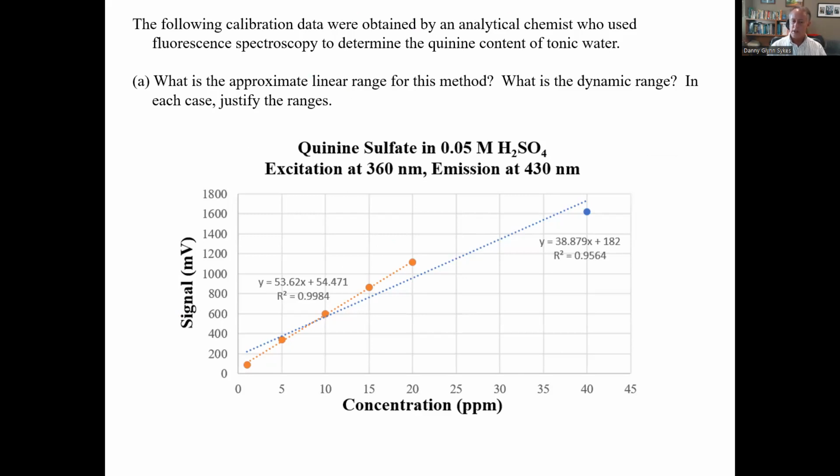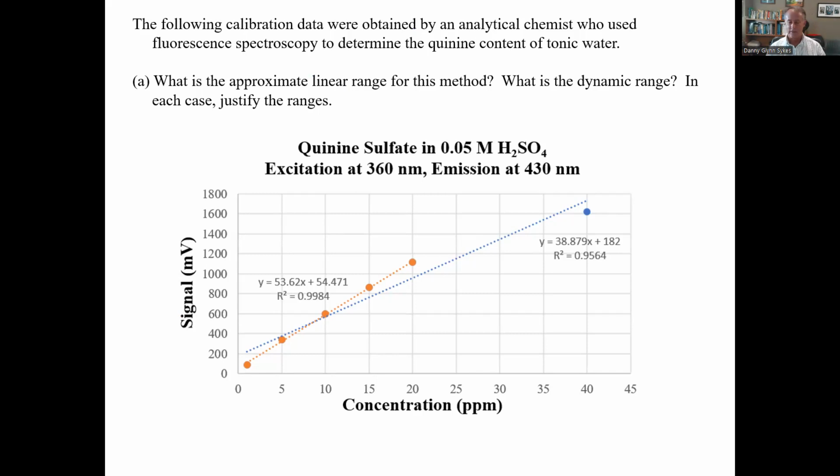The goal here, when you're trying to decide where the linear range is, which is embedded within the dynamic range. The dynamic range encompasses both the linear range of response, and also a nonlinear range of response. But every response is unique to each concentration. So how do you decide what is the linear range of response?